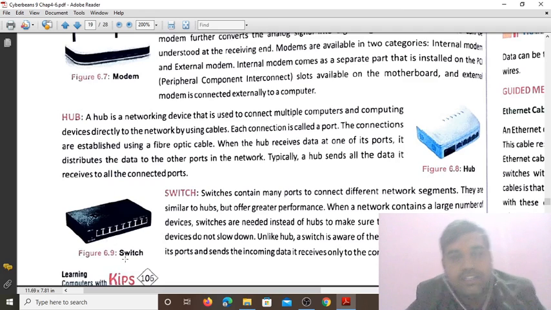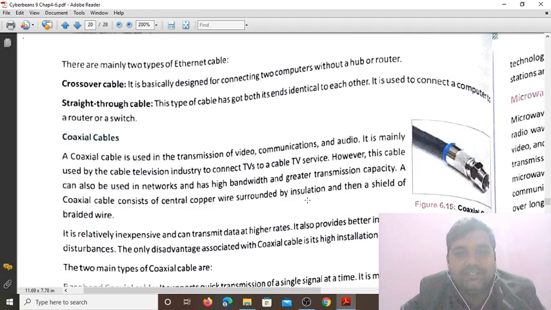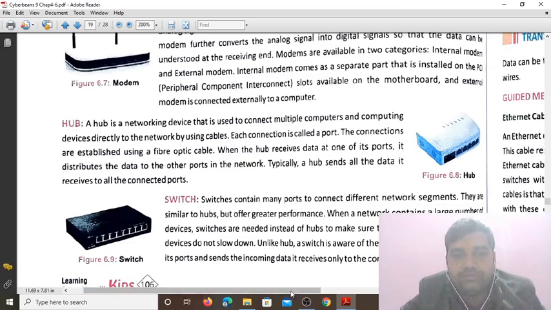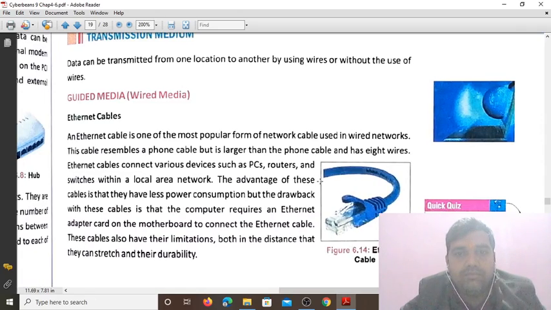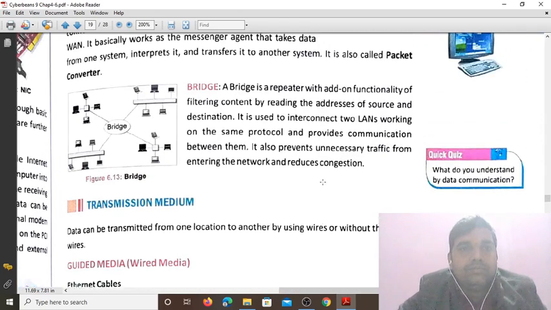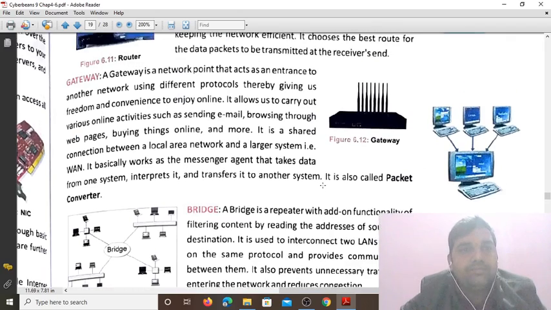Suppose now computer A wants to send data to computer B. The switch will send it to B only, because the switch has the address of B. It will not be shared with C, D and E. But in the hub, if computer A is sending data to B, that data is also shared with C, D and E. That's why we say the switch is the intelligent hub.